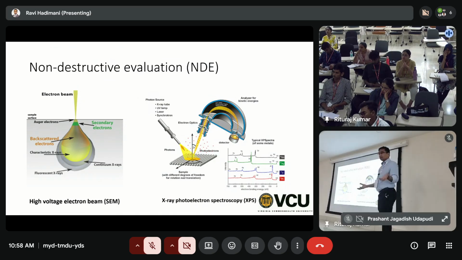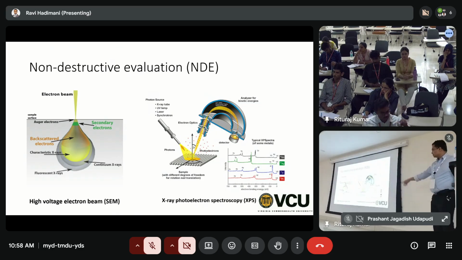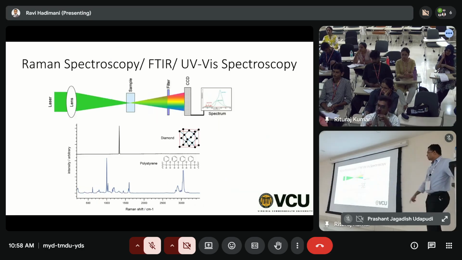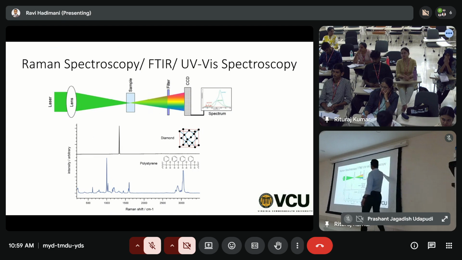One of them is, of course, XRD. You can use XRD to know the crystal structure. And there are all these: XPS is X-ray photoelectron spectroscopy. Then you have Raman spectroscopy. You have FTIR, that is Fourier transform infrared spectroscopy. You can also have UV spectroscopy or visible light spectroscopy.